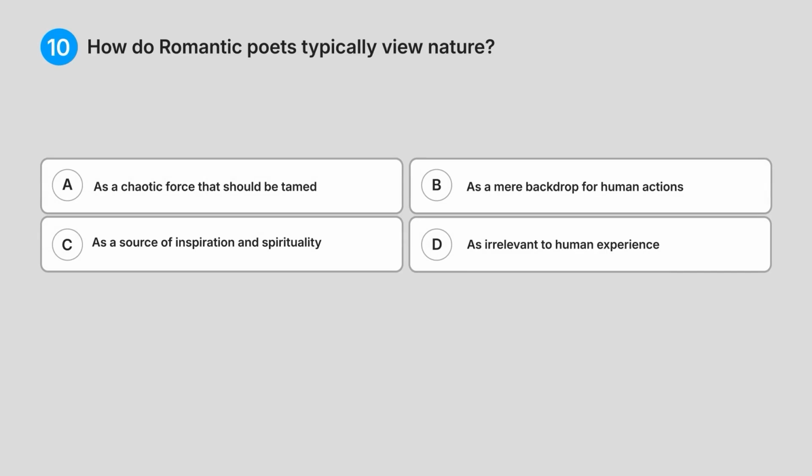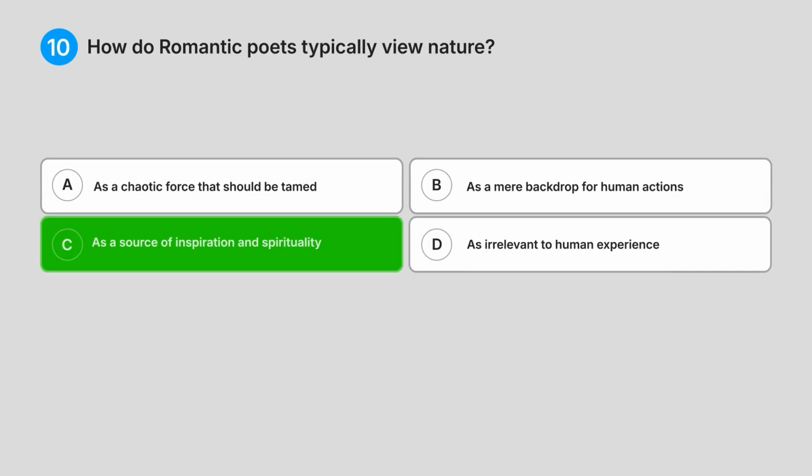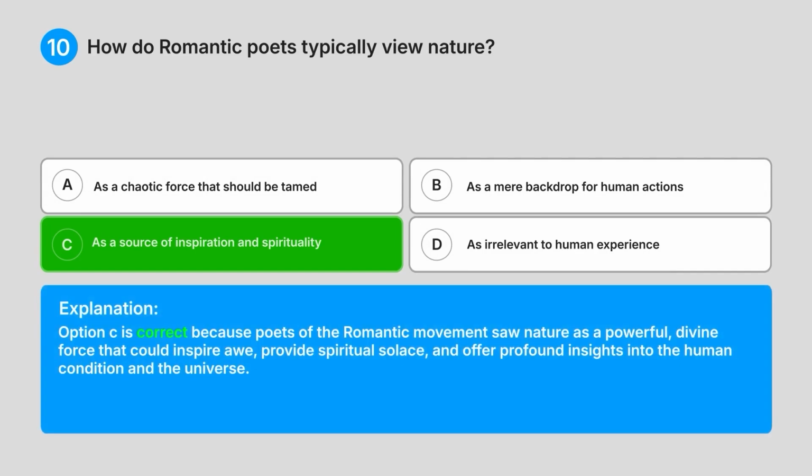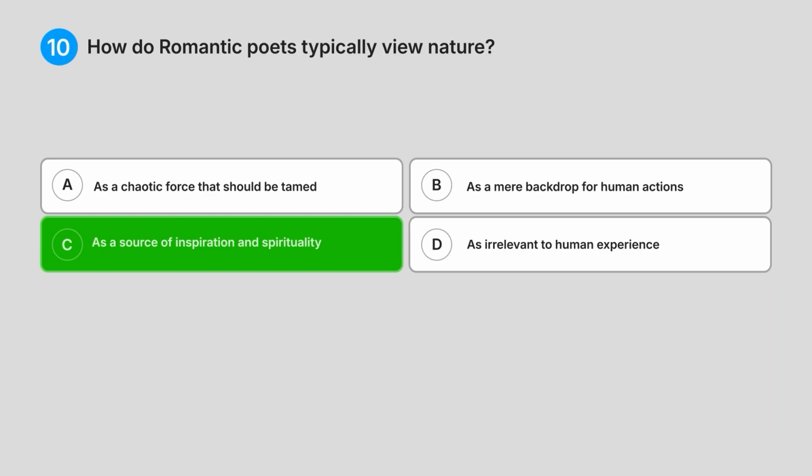Correct answer, C. As a source of inspiration and spirituality. Explanation. Option C is correct because poets of the Romantic movement saw nature as a powerful divine force that could inspire awe, provide spiritual solace, and offer profound insights into the human condition and the universe.